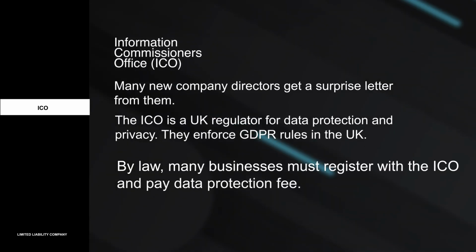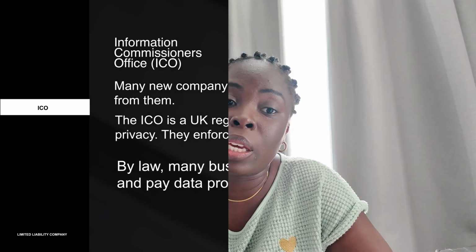So by law, many businesses must register with the ICO and pay a data protection fee. You'd basically receive a letter from ICO when you start your company at some point saying, hey, we think your company processes personal data, so you might need to pay us. The ICO data protection fee actually depends on the size of your company. Now, the question is, oh, do I have to pay it? Where is this coming from? Are they even legit? You must pay it if you process personal data.